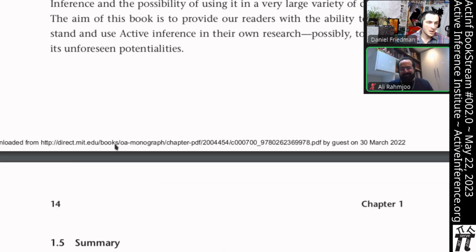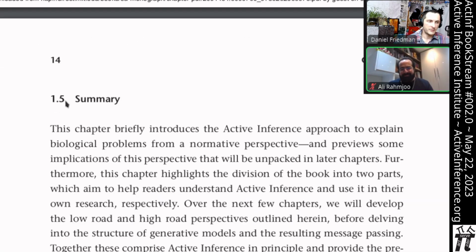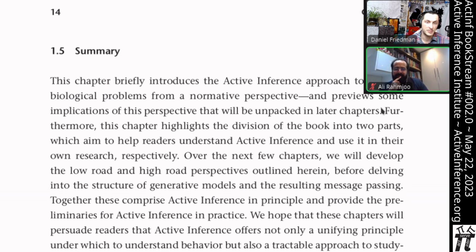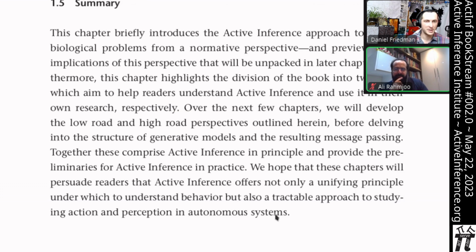And then section 1.5 is the summary. The chapter introduces the active inference approach to explain biological problems from a normative perspective and previews some implications of this perspective that will be unpacked in later chapters. It describes the structural outline of the book, chapters 1 through 5 being theory, chapters 6 through 10 being practice, and then it signals that the next 2 chapters are going to develop the low and the high road perspectives. And altogether, that is chapter 1. Any other thoughts on chapter 1?